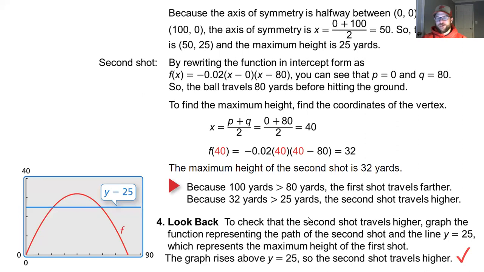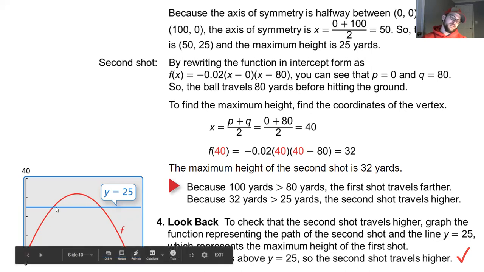So you can look back and check that in the graphing calculator. That second shot goes higher than 25, which is what that first picture was. And yes, it's continuing up further along, even all the way up to 32.